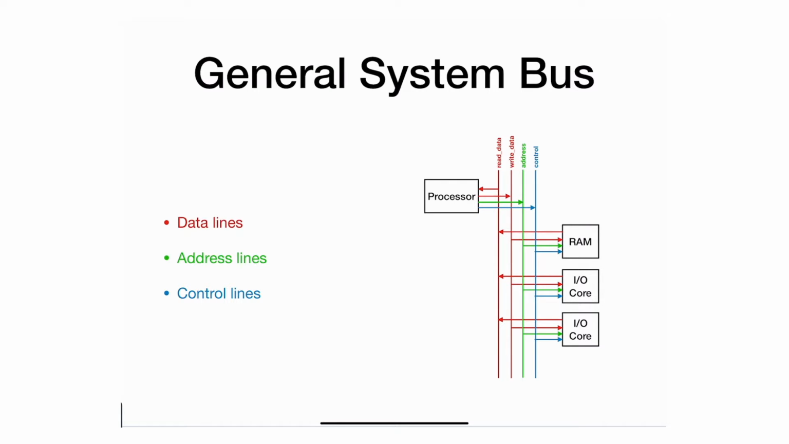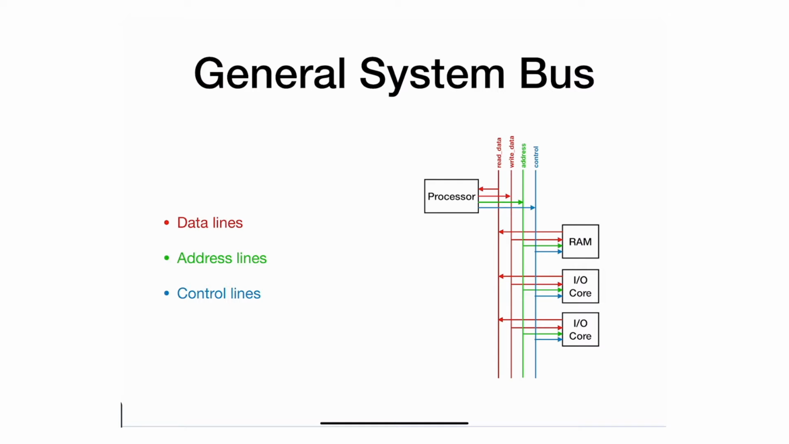Specifically, you will see that the bus, or these wires that constitute a bus, are generally categorized into three groups. These are data lines, address lines, and control lines. Data lines just carry the actual data that you want to transfer between the processor and the RAM, or the processor and the I/O cores. In our systems, we will see that we have two different types of data lines: the read data lines and the write data lines.